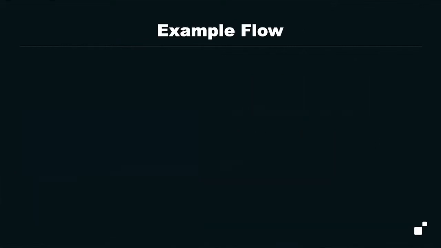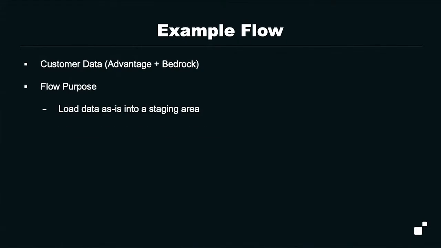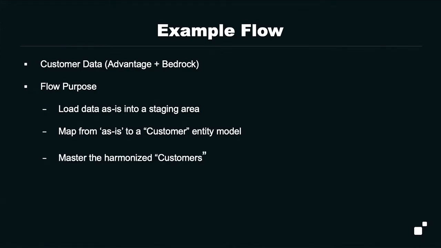So let's take an example flow. If you remember, our example flow had customer data from the Advantage and Bedrock groups. And what we wanted to do with that flow is load data as is. We wanted to map it to the customer entity model, our entity definition. And then we wanted to masterize it, so that you had a set of known good customer entities.